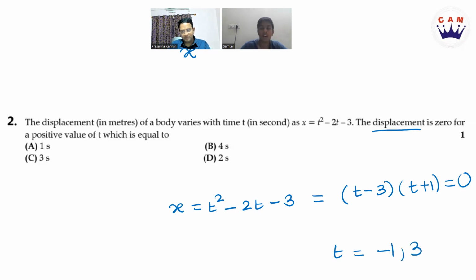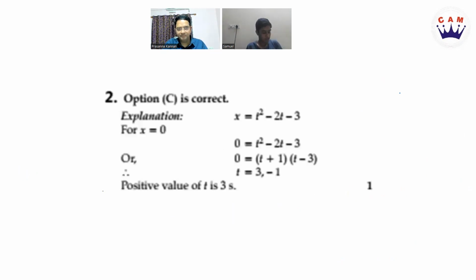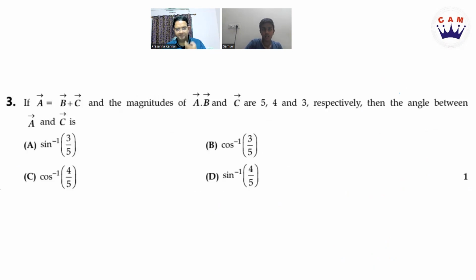T is minus 1 and t is 3. T is minus 1 is not possible. So t is equal to 3 seconds. Third option. Clear? Yes. Next.